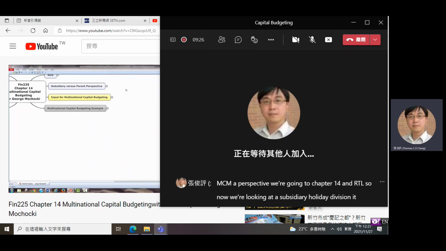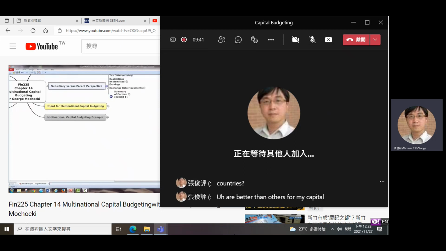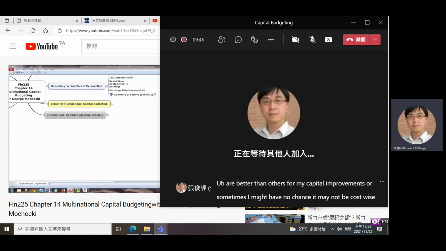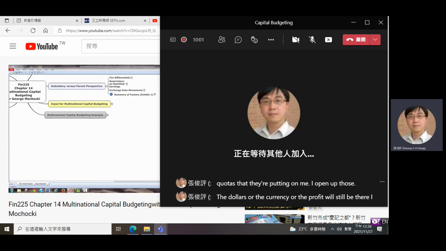Within the MNC, the parent, I have subsidiaries. Maybe one, or if one country makes it easier, I understand that. But if I have several countries, which countries are better than others for my capital improvement? Or sometimes I might have no chance. It may not be cost-wise, but because of government regulations and revenue and tariffs, or quotas that they're putting on me, I open up because the currency or the profit will still be there. I just have to go around it in a different way.